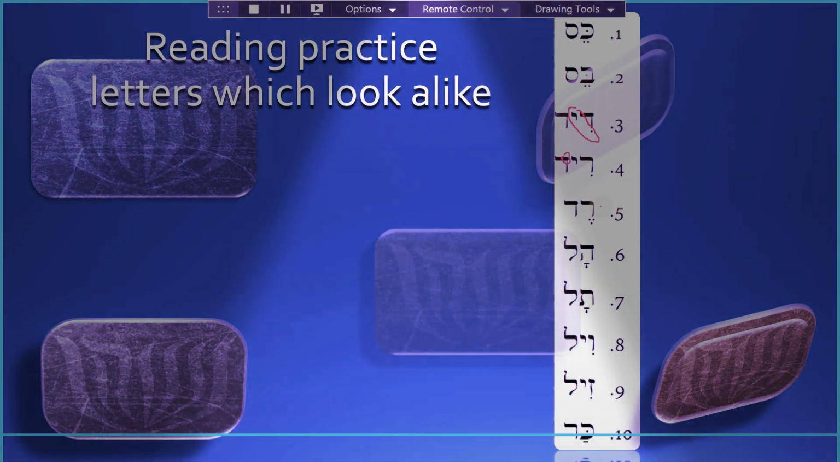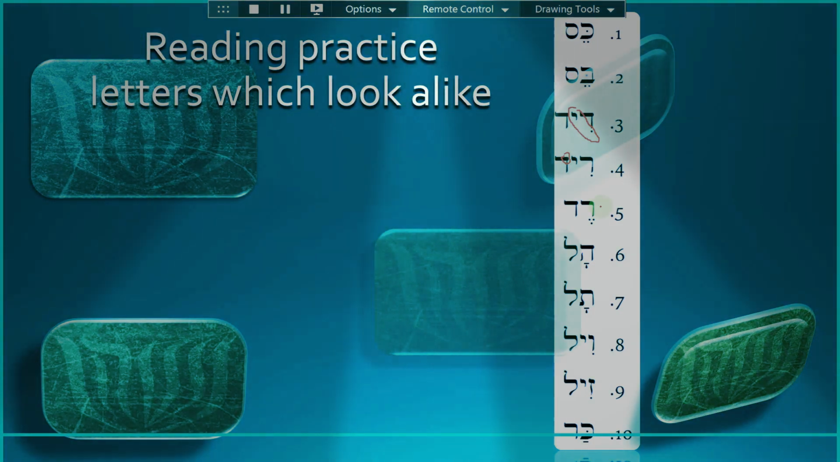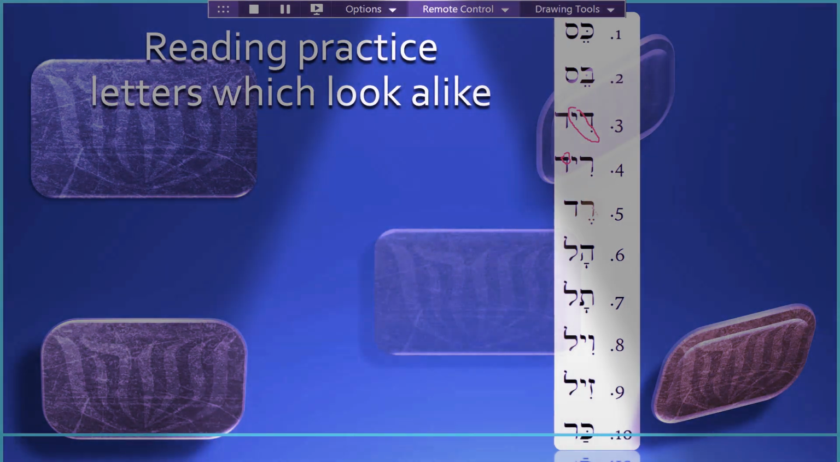Number 5. Try to read it before me. Red. Look, it's a resh and a dalet. See, they're different. These are different letters.